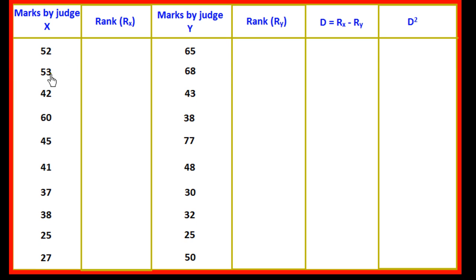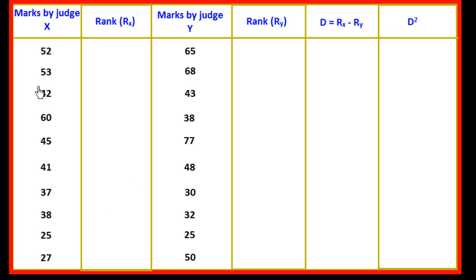Now we make a 6-column table here. The first column we use for marks by judge X, and in the second column we write the corresponding ranks we give to these marks. The third column is for marks by judge Y, the other variable given to us, and in the fourth column we give the corresponding ranks to these marks. In the fifth column we find the difference of the ranks, Rx minus Ry, and in the sixth column we find the square of this difference, and then the summation of these squared differences.